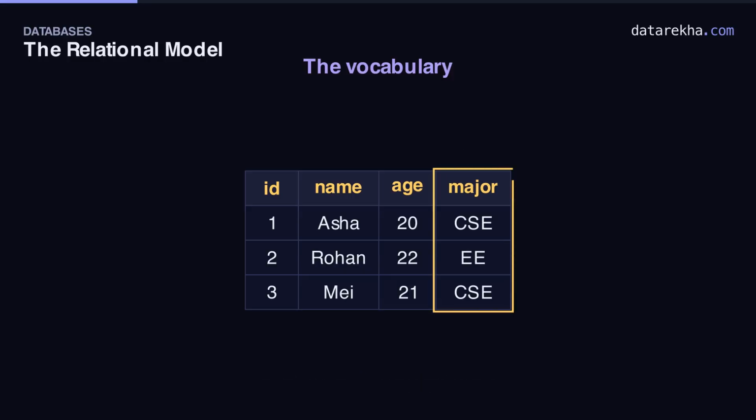Every attribute has a domain, the set of values it is allowed to hold. Age is drawn from whole numbers. Major, from a fixed list of departments. The domain is the rule book for one column. Nothing outside it may ever appear.